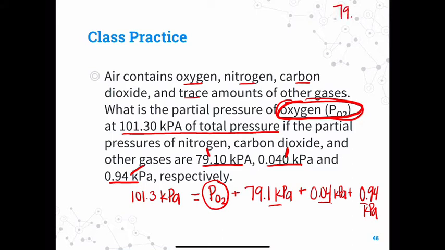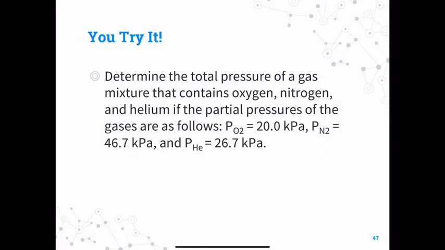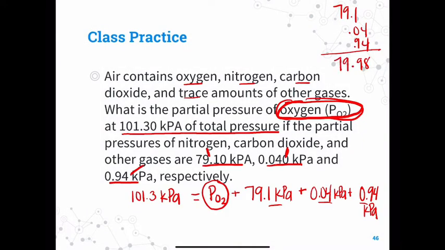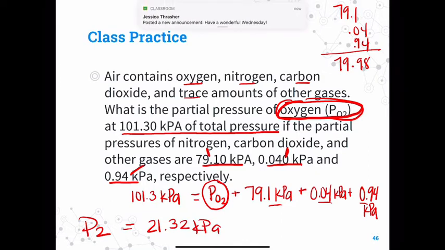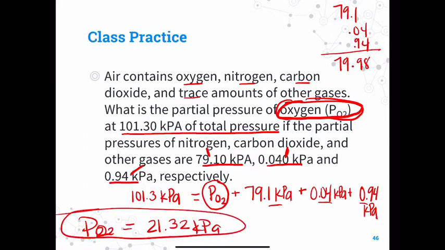So 79.1, y'all have your calculators in front of you, but I don't. So 0.04, 0.94. So we've got 79 point, I'm just really struggling this morning. 79.8 subtracted from 101.3. So is that 21.32? Okay, I'm thinking that's what it is, doing mental math here. That is going to be the partial pressure of oxygen. Okay. Partial pressure of oxygen. Now, if I've messed up the math there, y'all fix me, but you see what we've done here, okay?